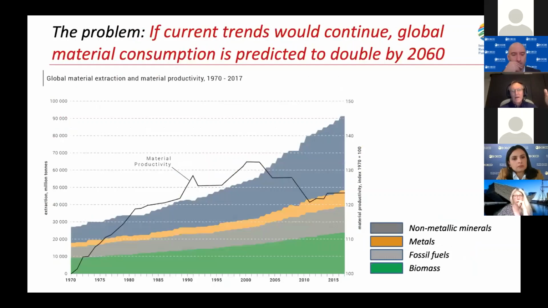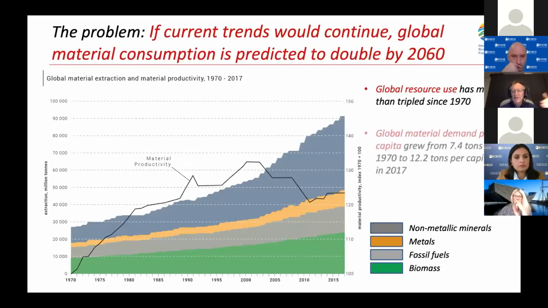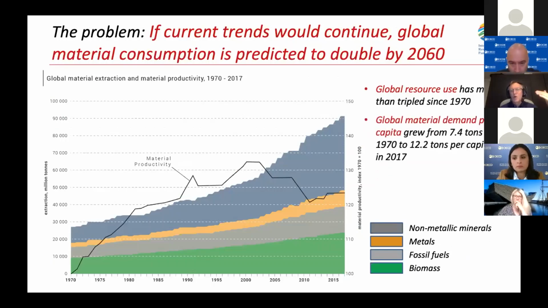So when we were looking at the trends in the last 50 years and also at the trends in the future, we found out that if the current trends would continue, the global material consumption is predicted to double by 2060. We have seen that global resource use has more than tripled since 1970, so in the last 50 years, that global material demand per capita has almost doubled, which means that a lot of that could be directly connected to economic development rather than to the growth of population.